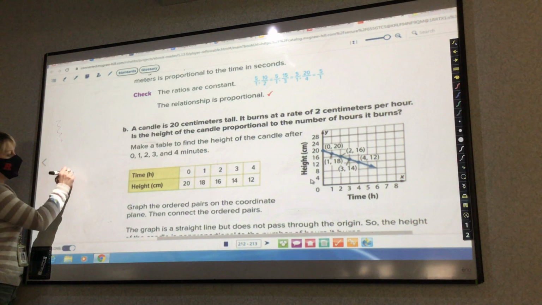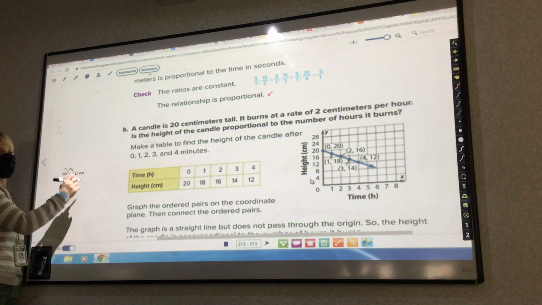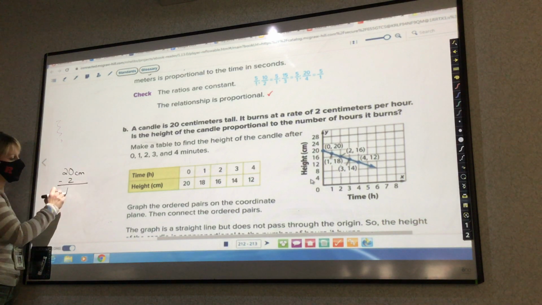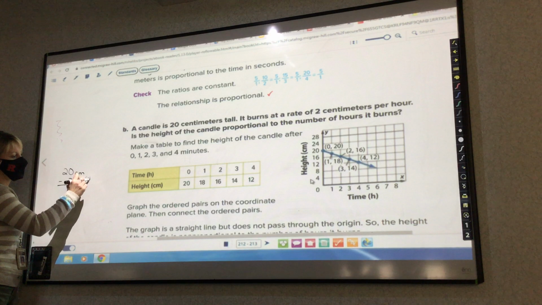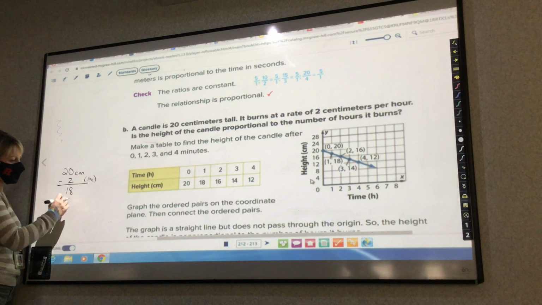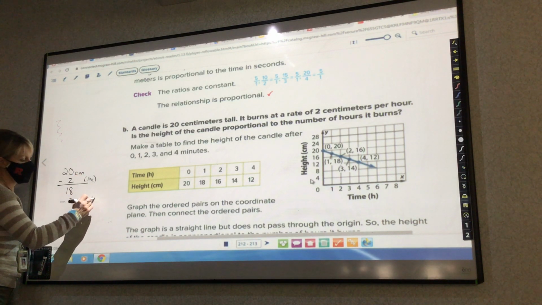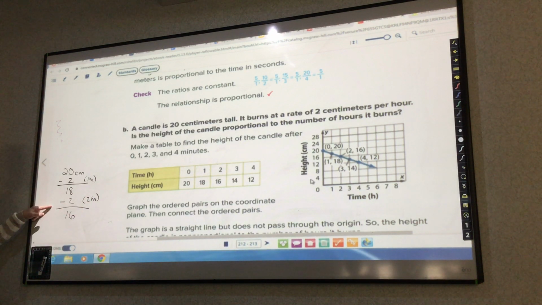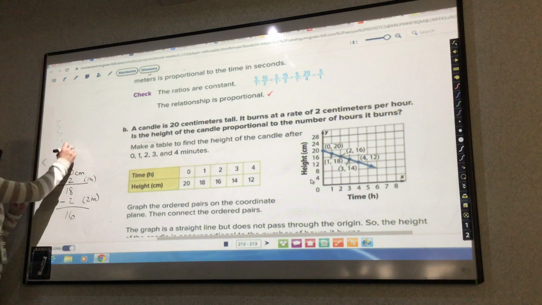Because I start at 20 centimeters, right? After 1 hour, I'm down 2. That's after 1 hour. After 2 hours, I'm down 2 more. What operation am I doing? So can I ever have something be proportional? No. When you're subtracting, nothing can ever be proportional. How can it be proportional? Only if I'm doing what? Multiplying.